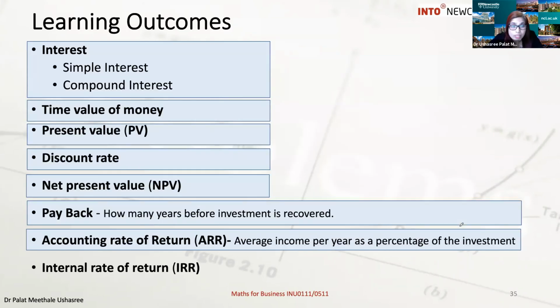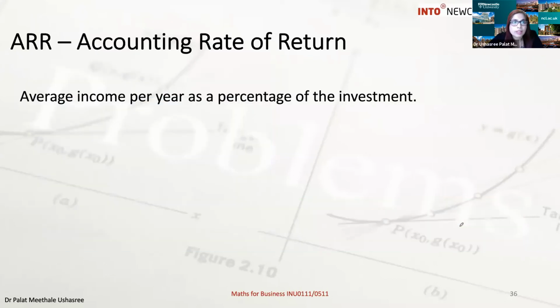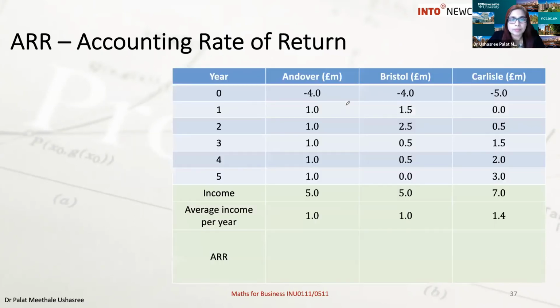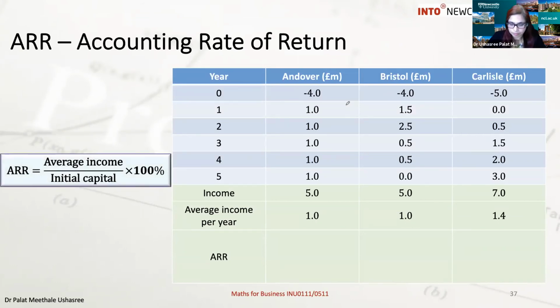Now let's understand what is accounting rate of return. It is the average income per year as a percentage of the investment. It is calculated using this formula: average income per initial capital times 100%. It is usually expressed as a percentage. So let's calculate this using the formula.